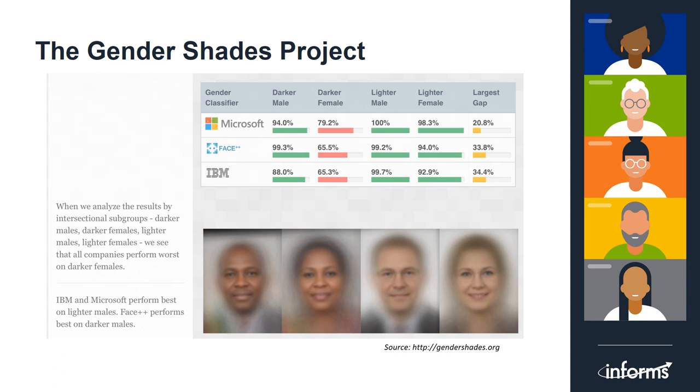Another example is the Gender Shades project, which evaluated the performance of commercial gender classification algorithms, including three products produced by Microsoft, IBM, and Face++, respectively. The results showed that all three classifiers performed significantly worse on darker females.